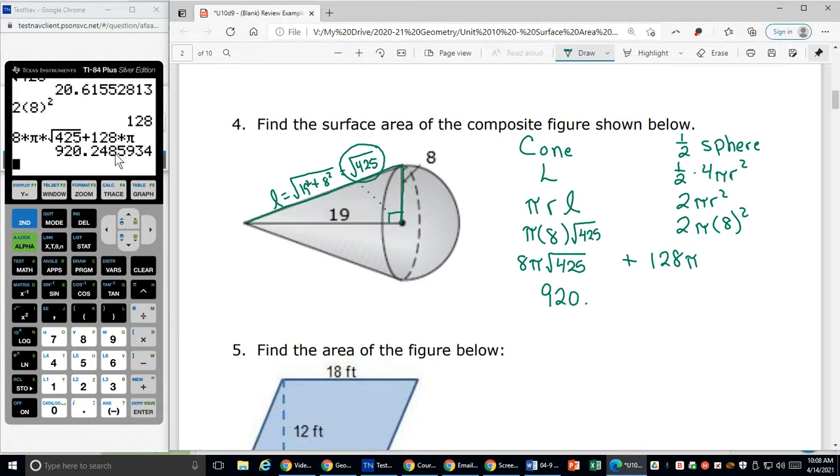920.24. I'm going to round that up because of the 5. 249. I don't have any units here, so I'm just going to say units. And since it is area, I'm going to put a square on the units.